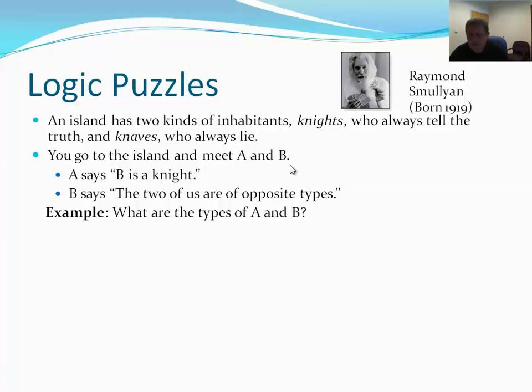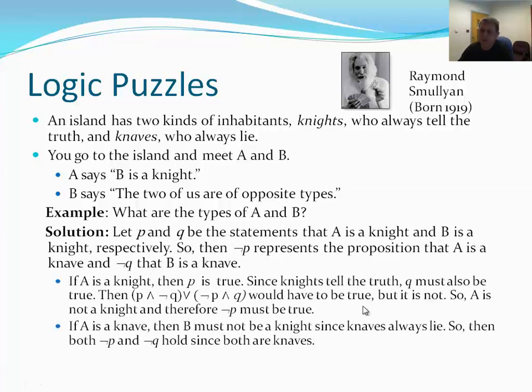B says the two of us are of opposite types. So B is saying that if I'm a knight, he's a knave, or if he's a knight, I'm a knave. However, I don't know if B is a knight or a knave, so I don't know if he's telling the truth. What are the types of A and B? We are trying to solve this one just by thinking about it logically. Here's one way of solving it.